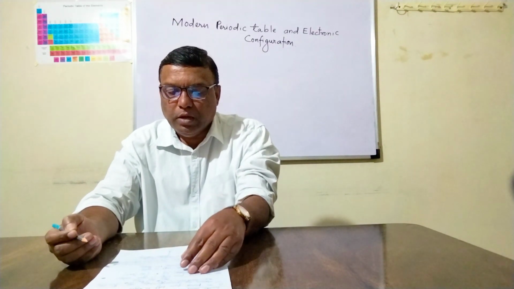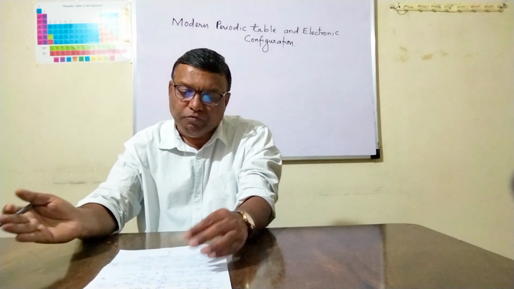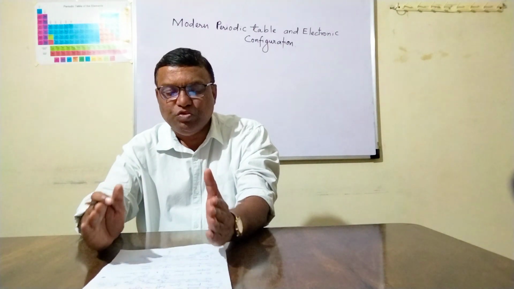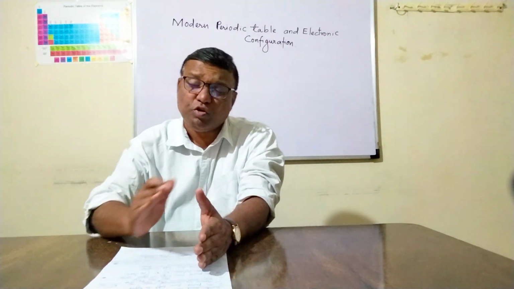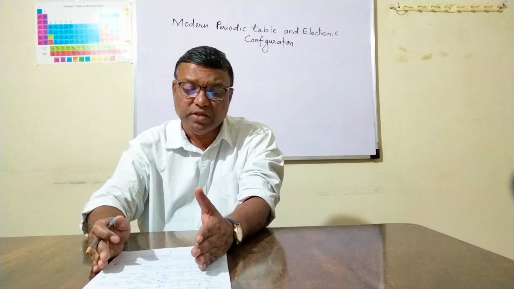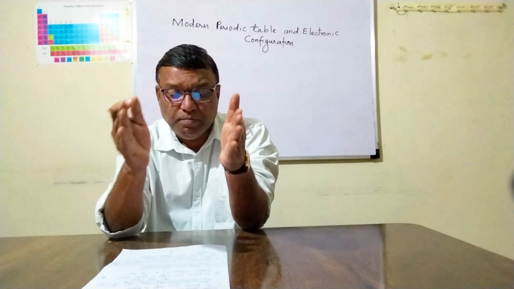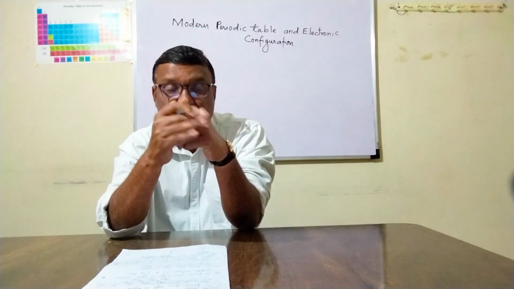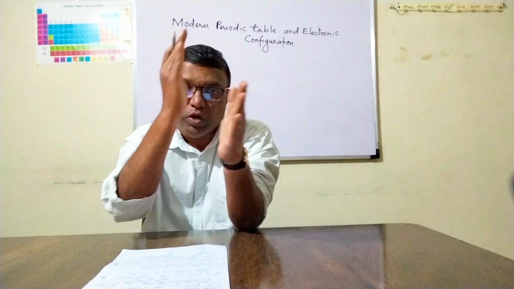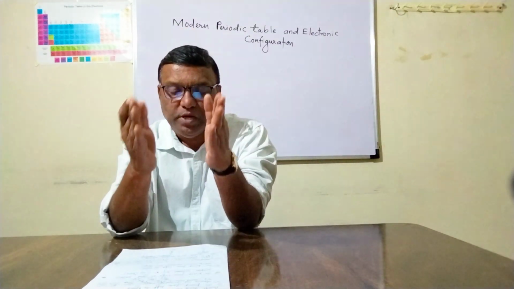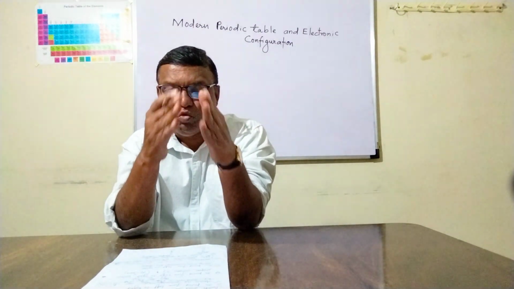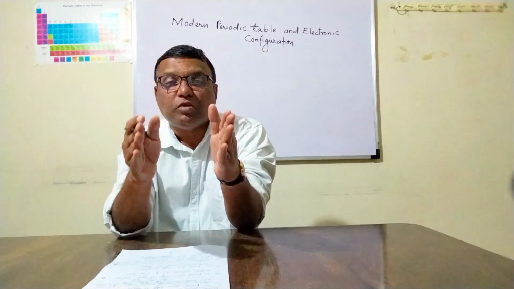With the help of this example of sodium, magnesium, aluminium, silicon, phosphorus, what we can observe: sodium 2,8,1, 3 orbits are there. Magnesium 2,8,2, again 3 orbits. Aluminium 2,8,3, again 3 orbits. Silicon 2,8,4, again 3 orbits.